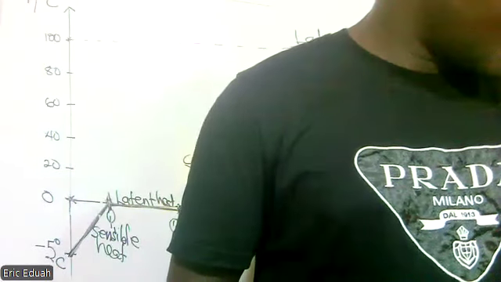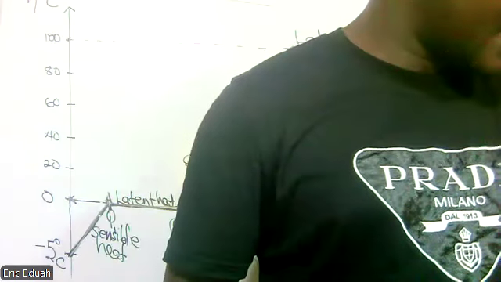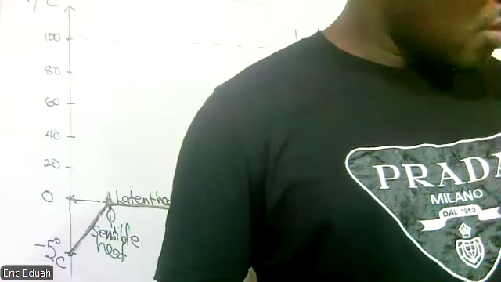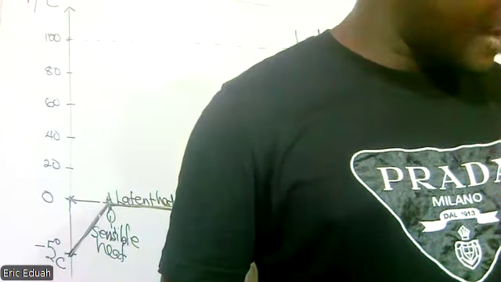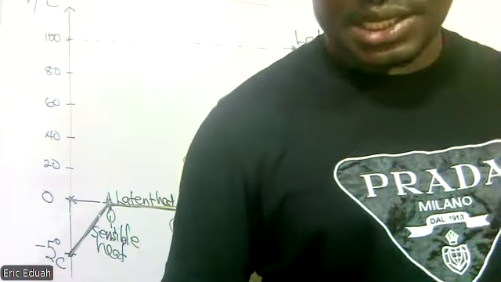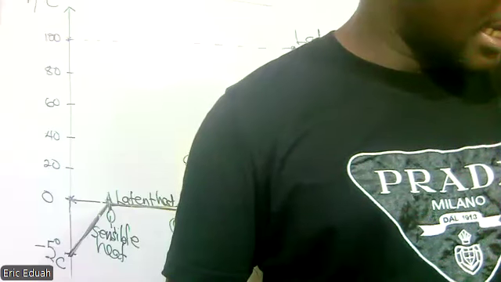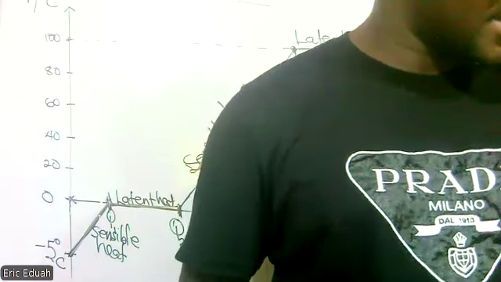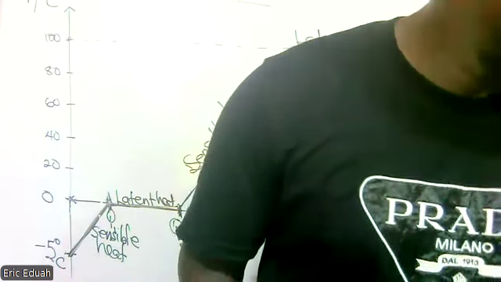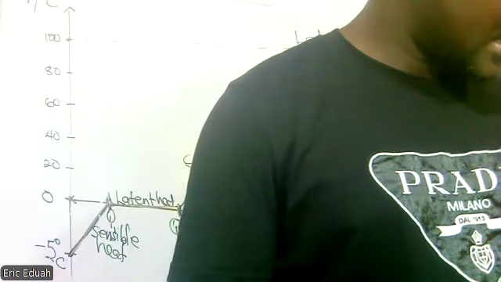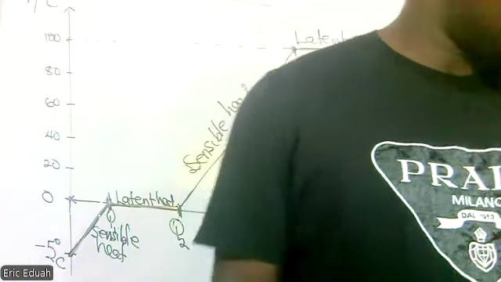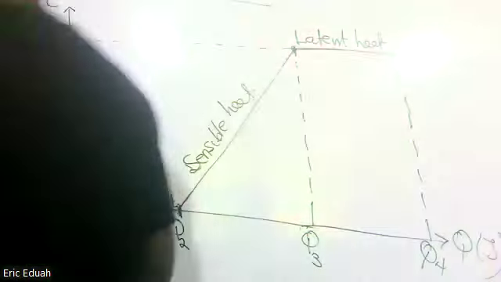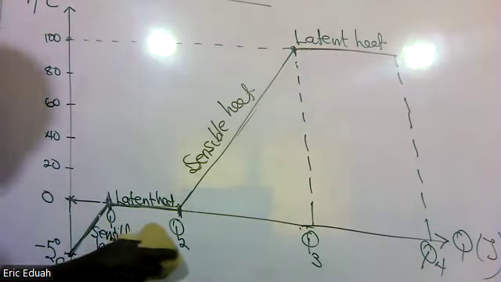So what is the specific latent heat of fusion of the material? And two, what is the specific latent heat of vaporization of the material? And then the final question is, what is the specific heat capacity of the material in the liquid phase? All right, let me quickly give a sketch of the question.